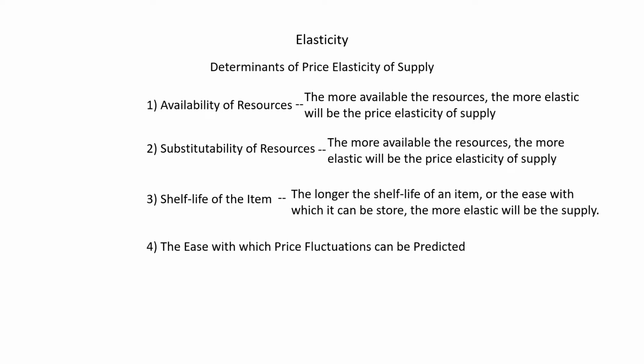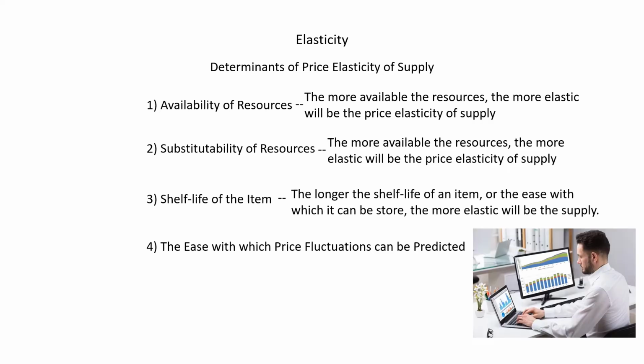A fourth determinant of the price elasticity of supply is the ease with which fluctuations in the price of the product can be predicted. Obviously, if the changes in the price of a product can be accurately predicted, this will give the firm an opportunity to prepare for those changes. For example, if the product price fluctuates seasonally, as in the case of screen-printed t-shirts, the firm can spend the entire off-season preparing for the increase in demand that is to come.